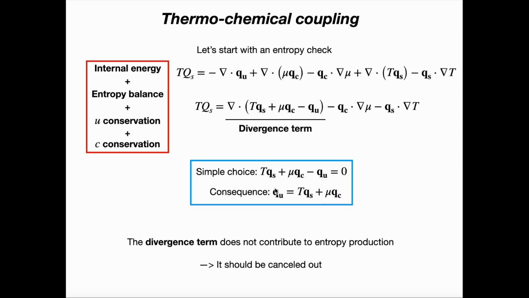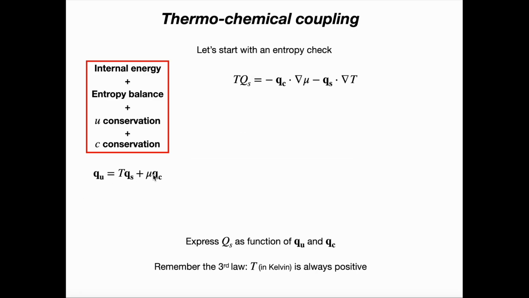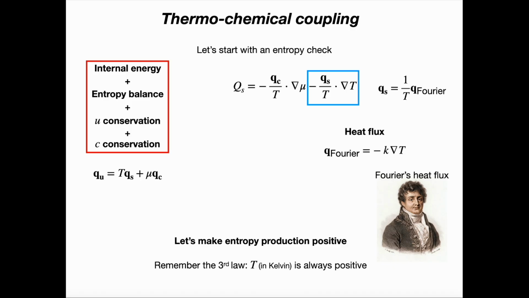Now we should keep that in mind. So it will be written here in the corner. And we can simplify the entropy production. TQS equals minus Qc gradient mu minus Qs gradient T. So what we're going to do now, we're going to make everything positive. First, we start exactly solving for Qs. So we divide everything by T. And we are going to inject some fluxes that will make all the terms positive.